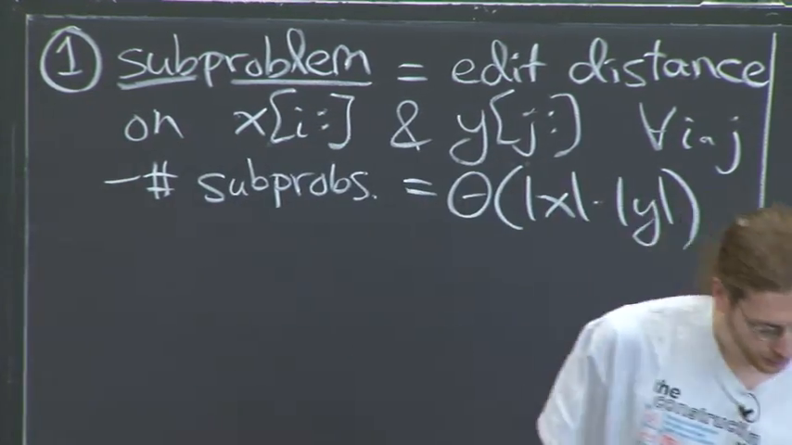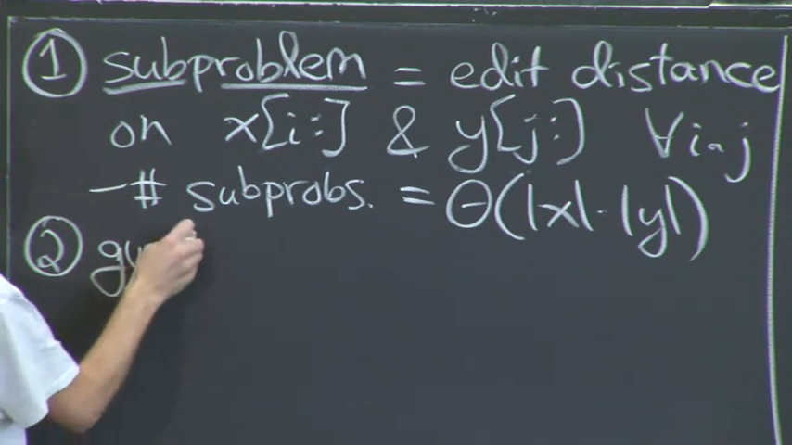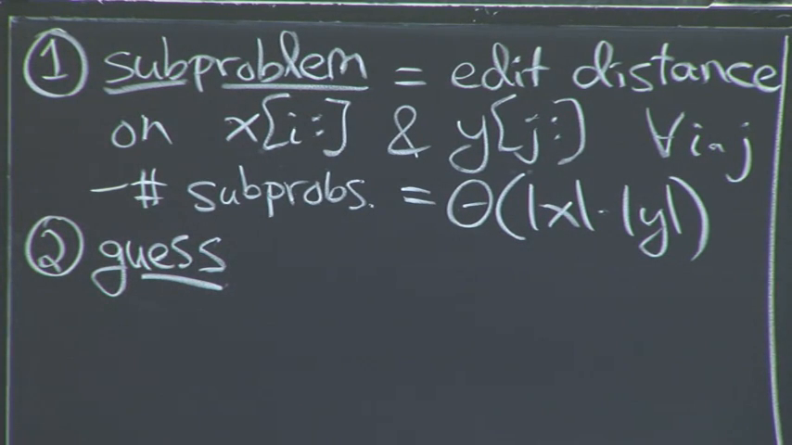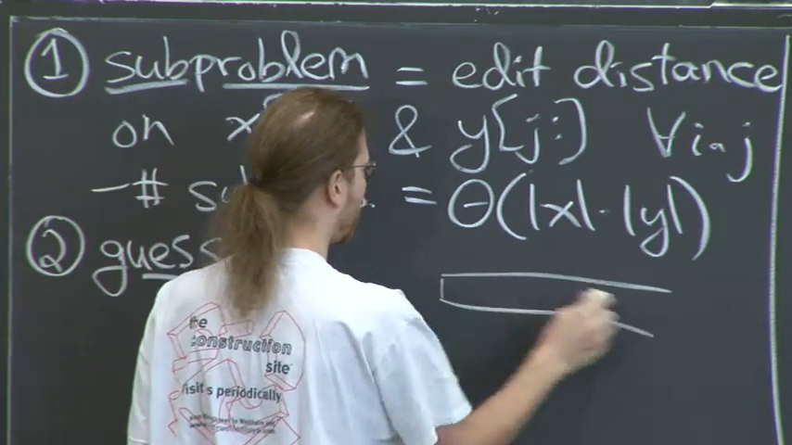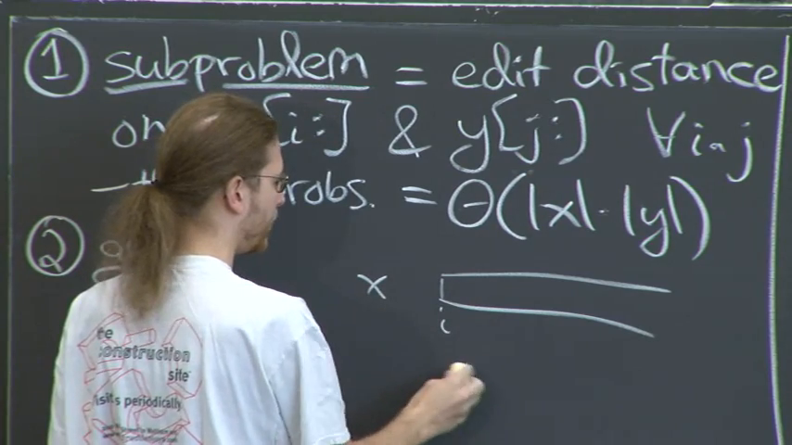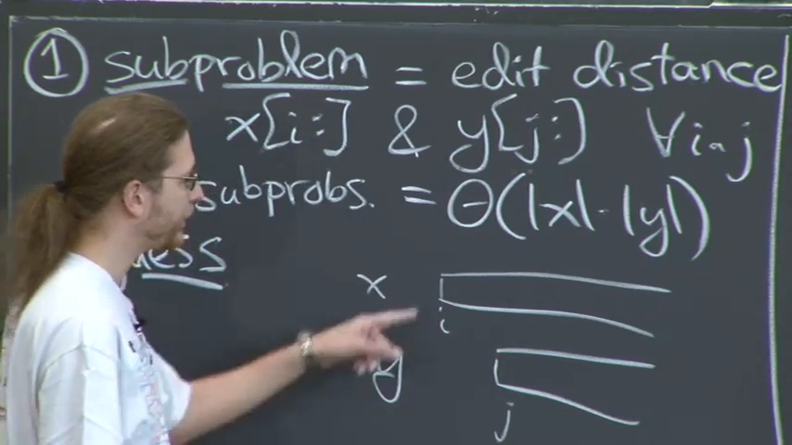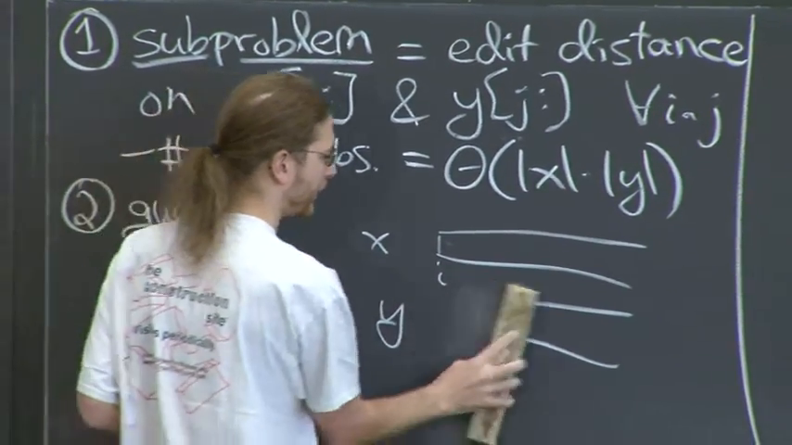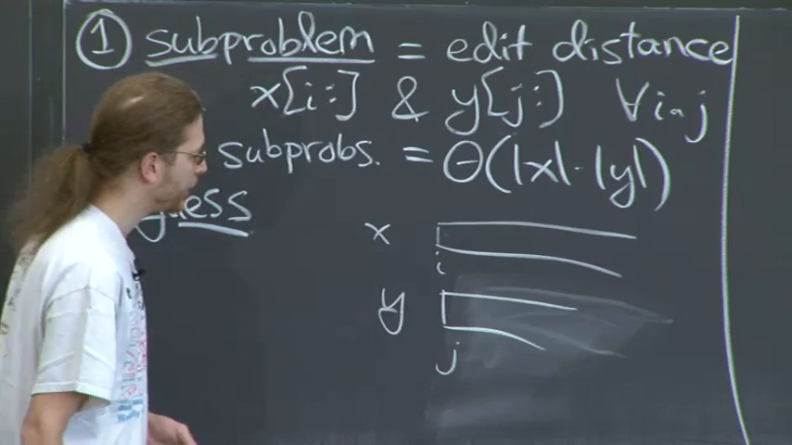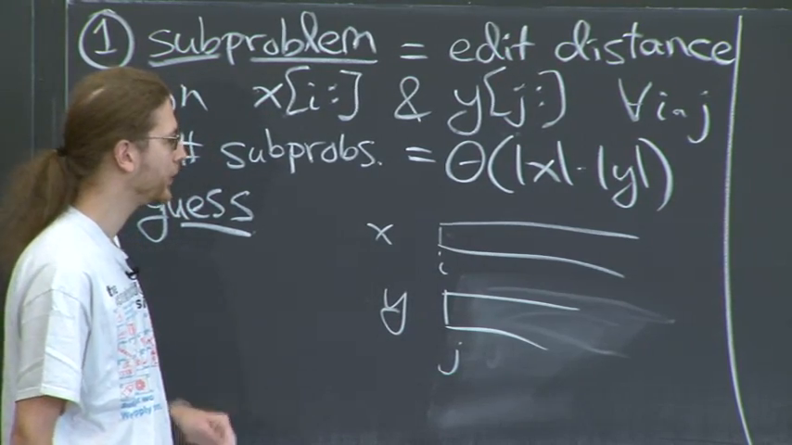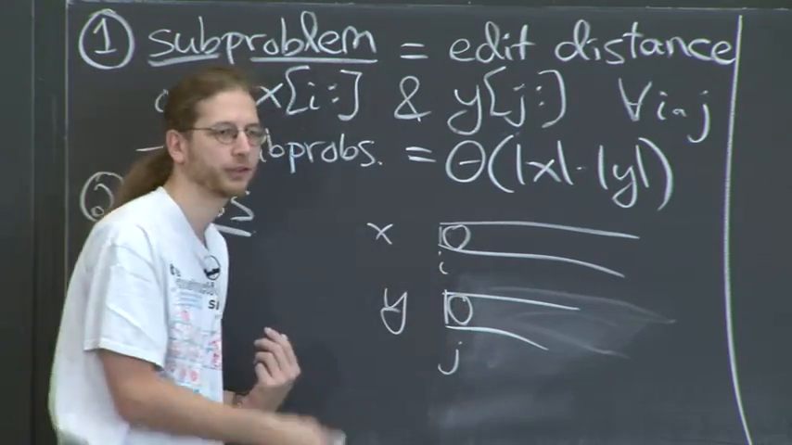Good. So next we need to guess something. Step 2. This is maybe not so obvious. Let's see. You have, here's x starting at position i. You have y starting at position j. Somehow I need to convert x into y. I think it's probably better if I line these up, even though in some sense they're not lined up. That's OK. If I want to convert x into y, what should I look at here? Well, I should look at the very first characters, because we're looking at suffixes. We want to cut off first characters somehow.